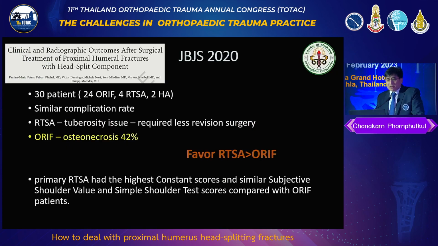And if you look at this literature on 30 patients, 24 ORIF, but the number of arthroplasty is a little low, 6, but they report a similar complication rate. But the ORIF reported also necrosis 42%, and the reverse total shoulder required fewer revision surgeries, and the function is better. So this literature kind of favors reverse total shoulder more than ORIF in head split fractures.